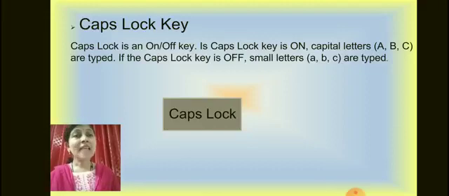When this caps lock key is on, the capital letters A, B, C are typed. If the caps lock key is off, small letters A, B, C are typed. So, while typing, you have to see whether caps lock is on or off.